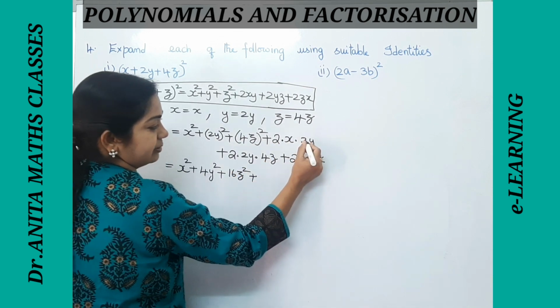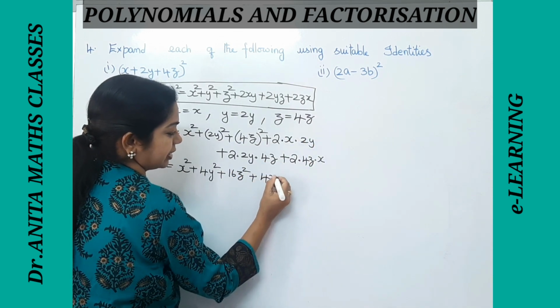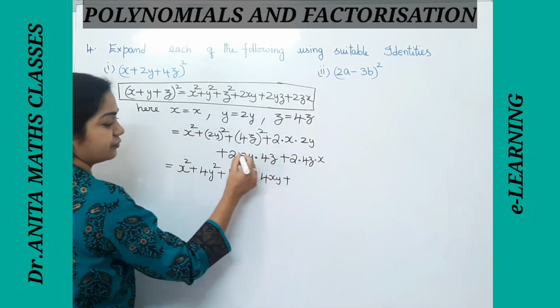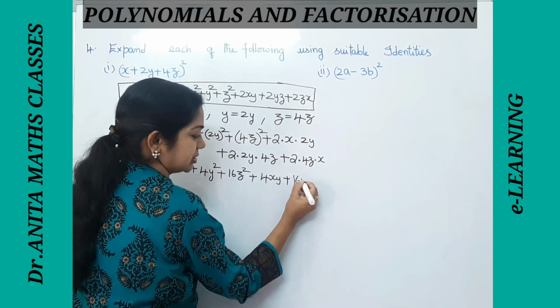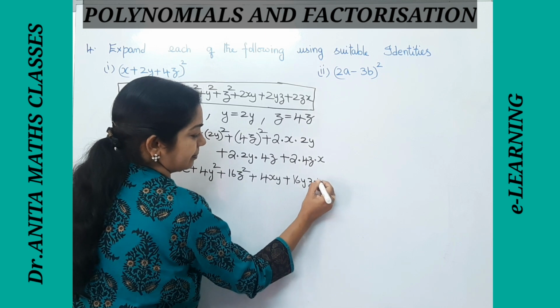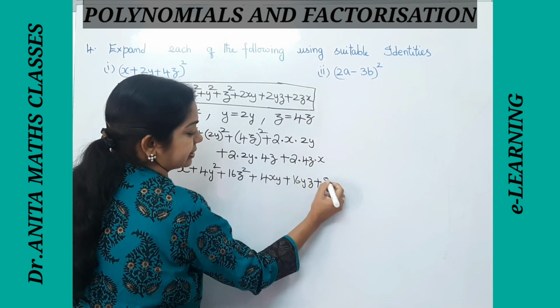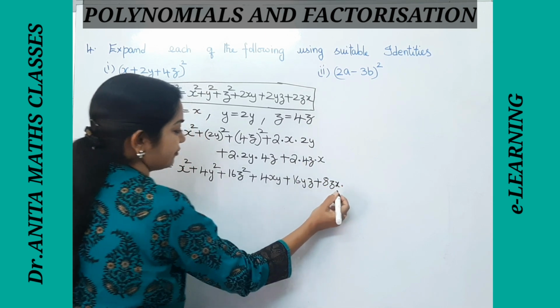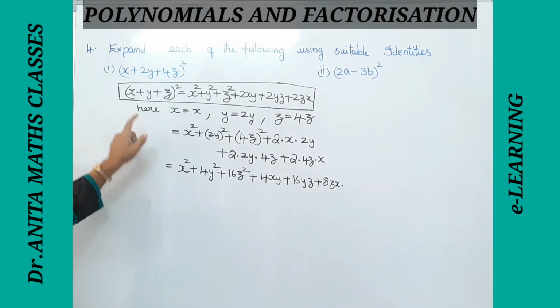Now here we will multiply. Here comes 4xy plus 4 4s are 16, 16yz plus 4 2s are 8zx. So this is the final expansion. We have expanded it using the identity.